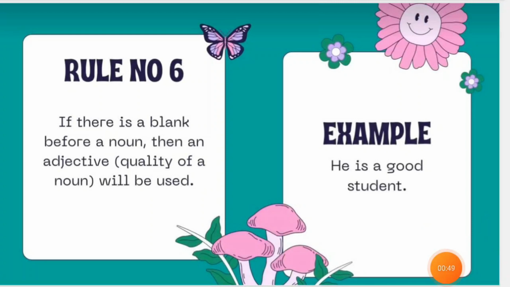So, if there is a blank before a noun, then an adjective, a quality of a noun, will be used. For example, he is a good student. This is a comfortable chair. That is a brilliant school. So, we use good and comfortable and brilliant as adjectives. Adjectives modify the noun. They provide the quality of the noun.